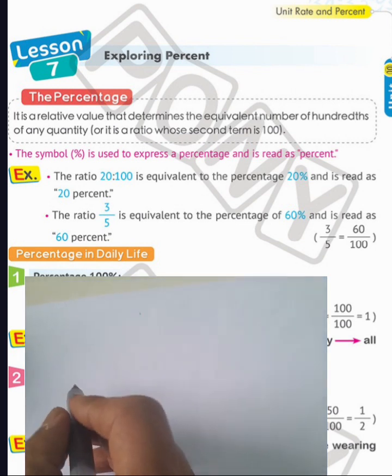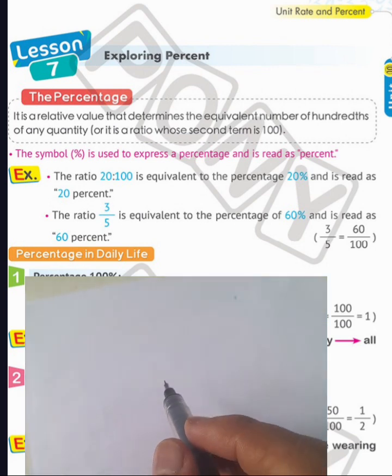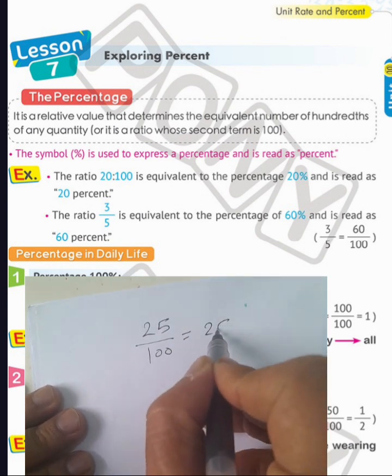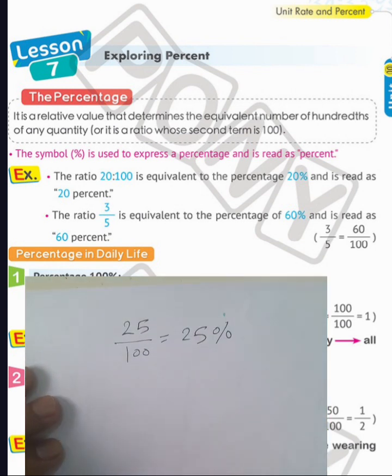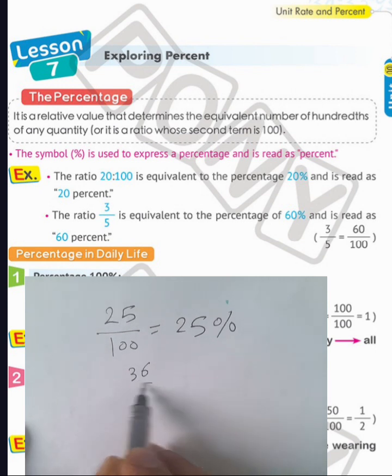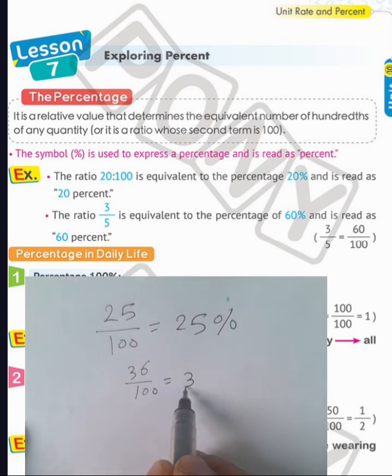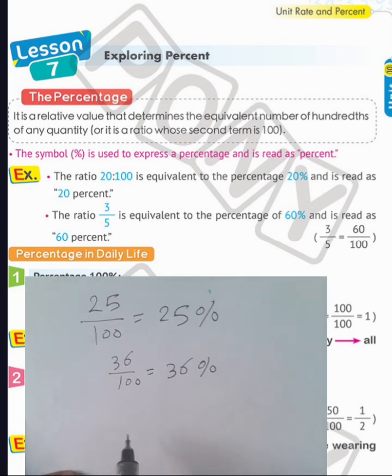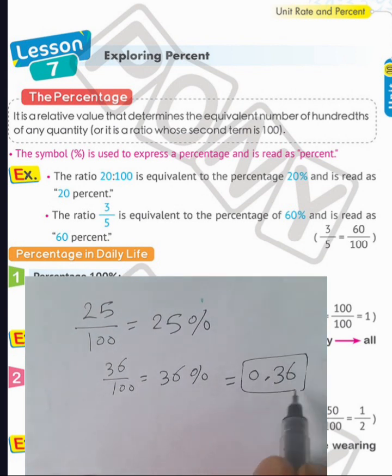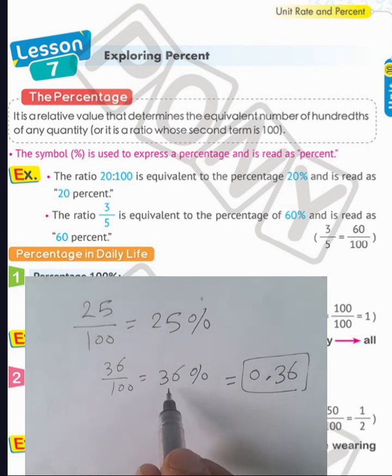Such that if we put here 25 over 100, it will be 25%. We call it 25%. Or we can write 36 over 100, it will be 36%. We can convert from this percent to a decimal number by putting the point after two places. It will be 0.36. We call it 36 hundredths.